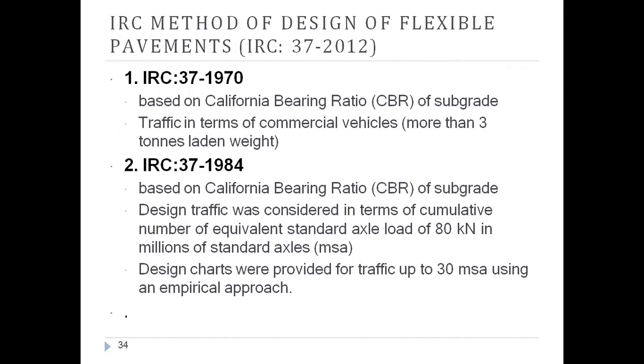IRC 37-1970 is based on the California Bearing Ratio of the subgrade and traffic in terms of commercial vehicles of more than 3 tons laden weight. Based on IRC 37-1984, the design charts for laying of these pavements were provided for traffic up to 30 MSA using an empirical approach. The number of equivalent standard axle loads is of 80 kilonewtons, in millions of standard axles, MSA.